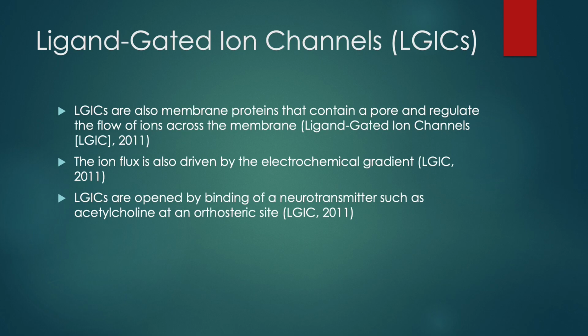Ligand-gated ion channels are opened, however, by binding of a neurotransmitter such as acetylcholine at an orthosteric site. And so unlike the voltage-gated ion channels, which depended on detecting the difference in voltages outside and inside the cell, this will actually have a ligand that will be complementary in an orthosteric site to cause the gate to open and close.